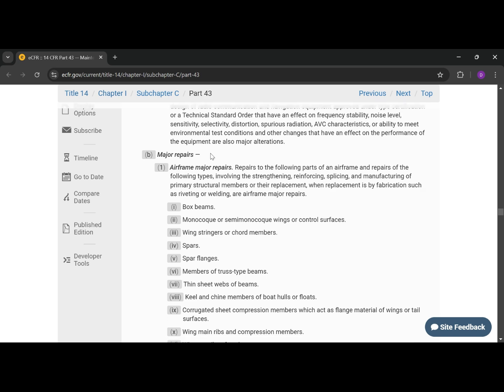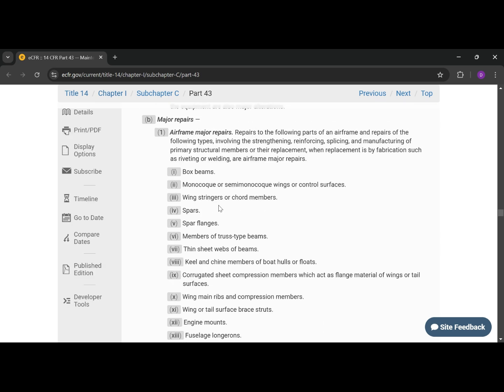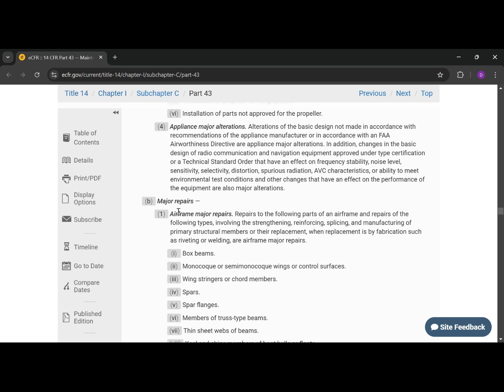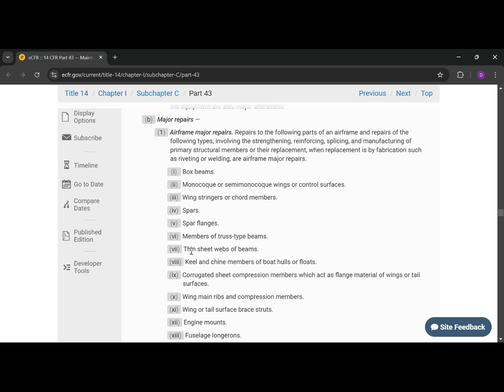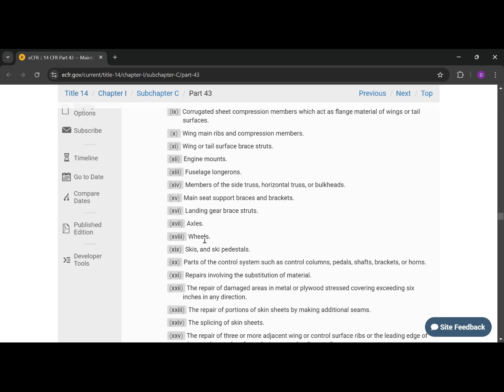Major repairs. These things are what is considered major repairs. So airframe major repairs. Repairs to the following parts of an airframe and repairs of the following types involving the strengthening, reinforcing, splicing, and manufacturing of primary structural members or their replacement when replacement is by fabrication, such as riveting or welding, are airframe major repairs. These things are airframe major repairs.